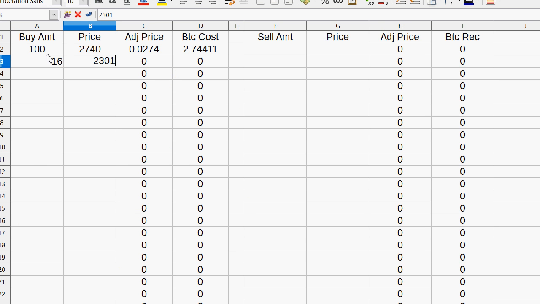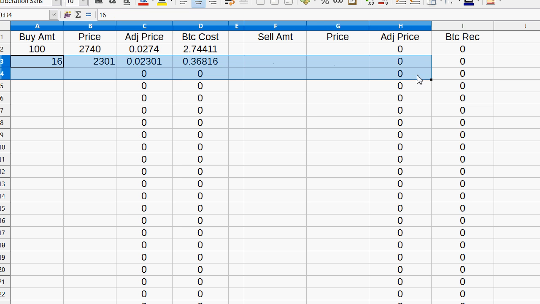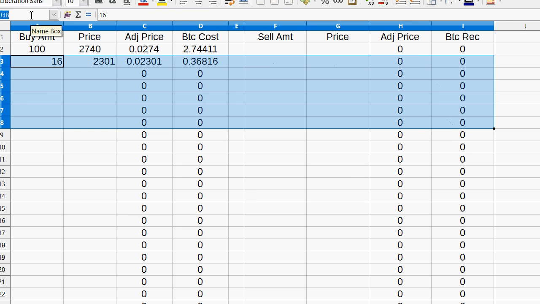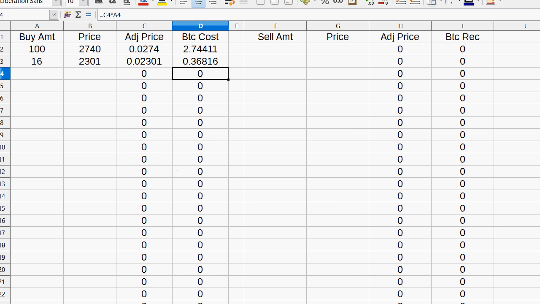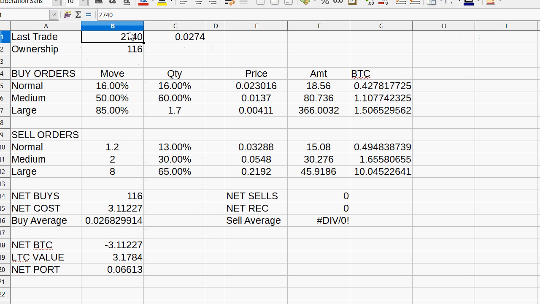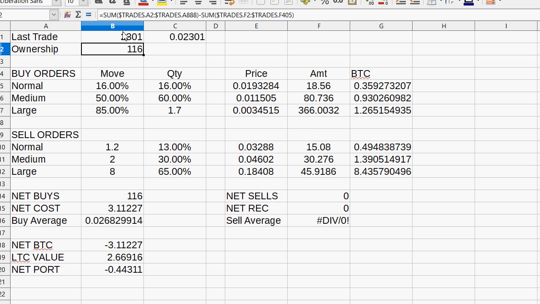And I'm going to have to center all of this. I don't know how many trades I'm going to have, but okay, so now in the orders, 2301 will be last trade. So now the buy at 1932 and a sell at 3288.